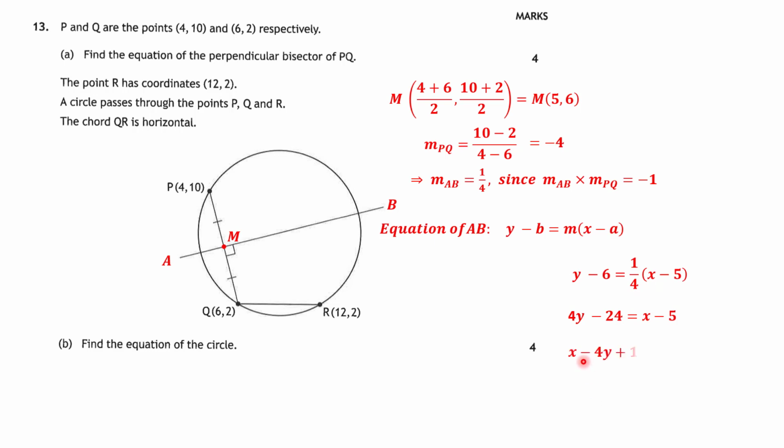And let's just tidy up any way you want. I'm going to do it so that everything's on a positive side with 0 on the right hand side. So we're going to have x take away 4y. How do I get 19? Well, this take away 24 becomes a plus 24. 24 take away 5 is 19, and that's part A. That's worth 4 marks.